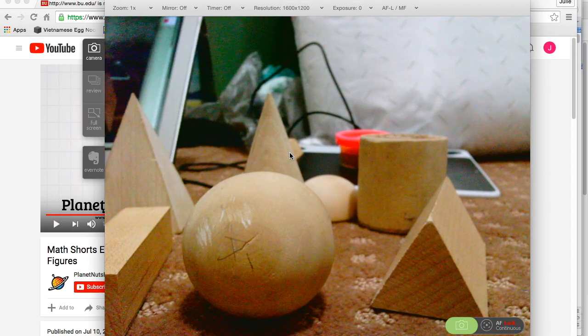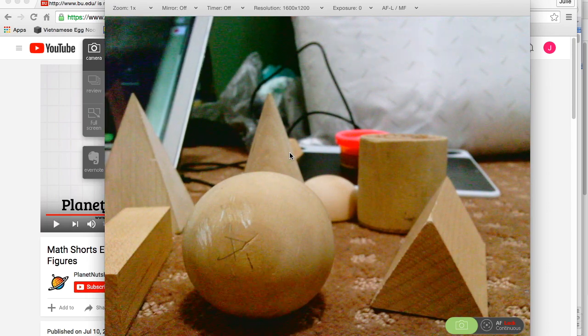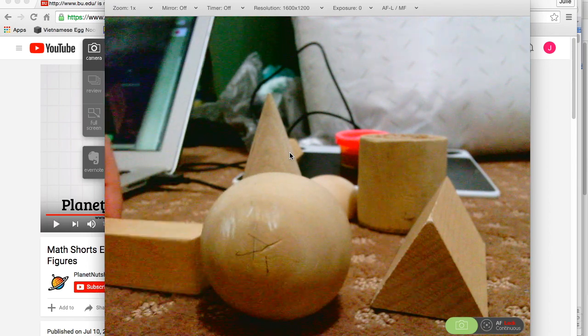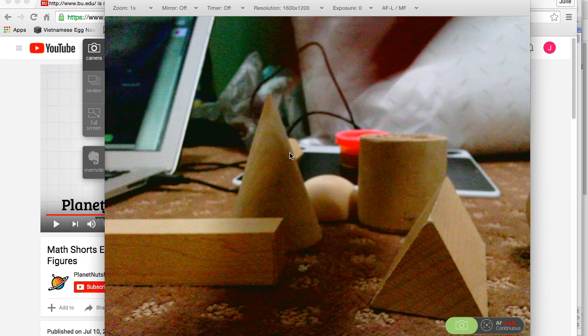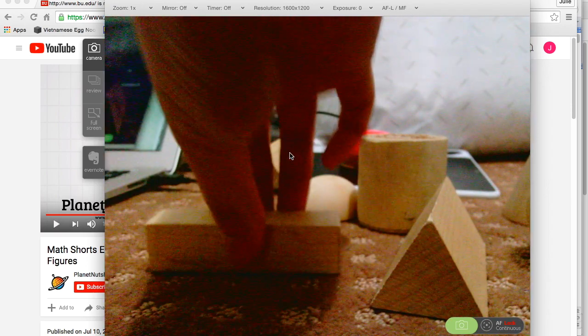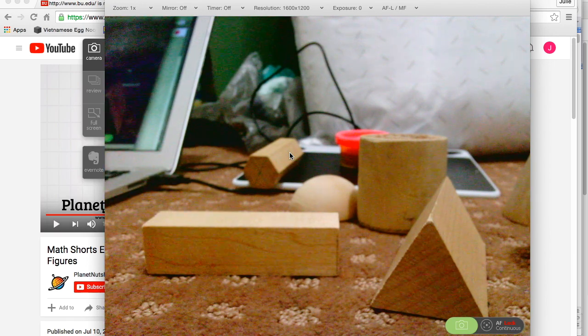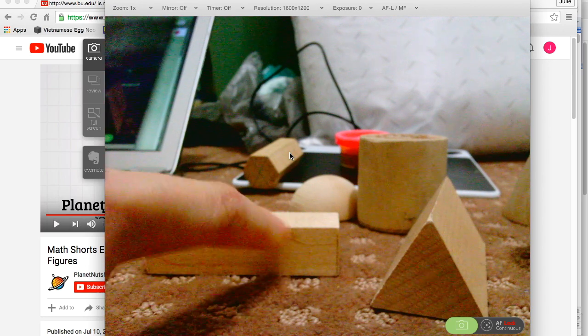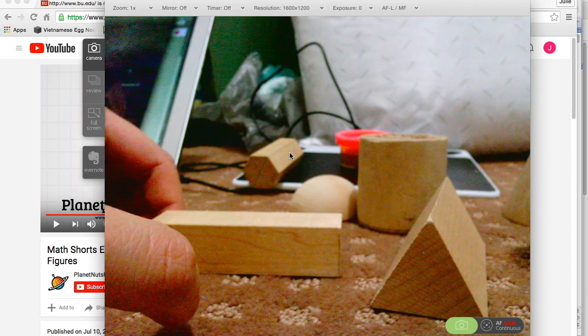So the cross section you can see is just the shape, the two-dimensional shape that results when you slice a solid at a certain angle. For our purposes, we'll always slice the solid perpendicular to the floor. So it always cuts straight down, perpendicular to the floor or to your table.